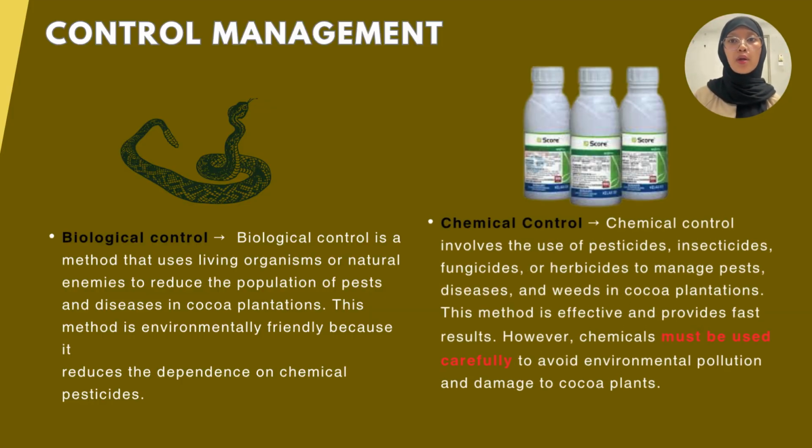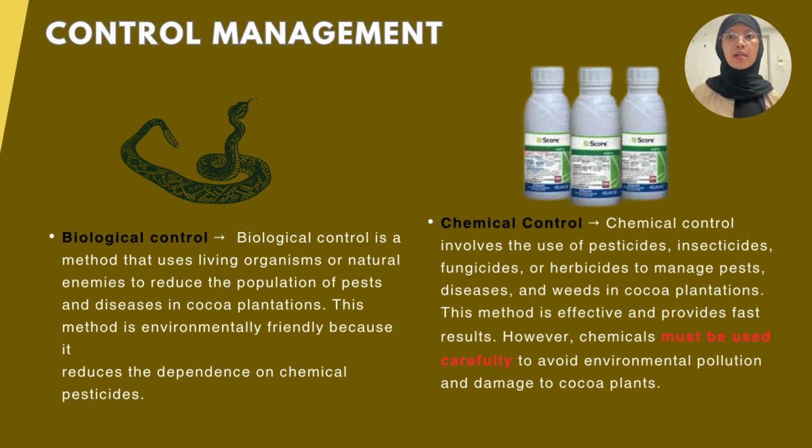Now I will explain about the control management. The first one is biological control. Biological control is a method that uses living organisms or natural enemies to reduce the population of pests and disease in cocoa plantations. For example, farmers can introduce snakes to control the squirrel population that damages the cocoa pods.